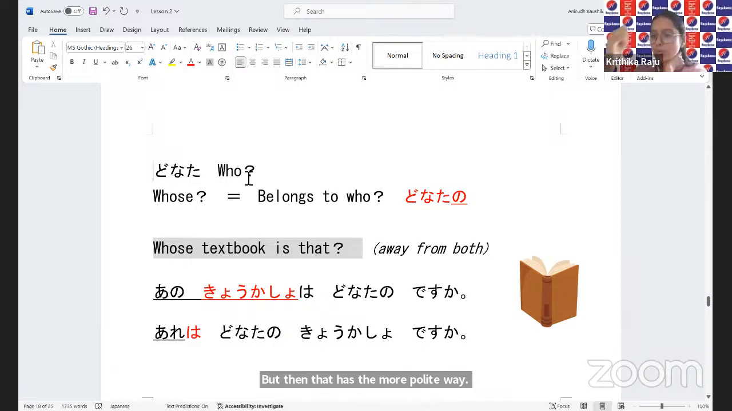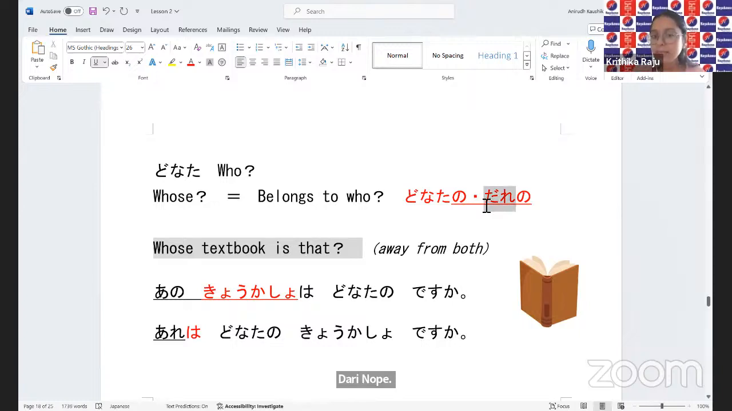How do you say whose? Belongs to who? How do you change that? Donata no or dare no. Whose is it? Who does it belong to? Right? Whose is it?